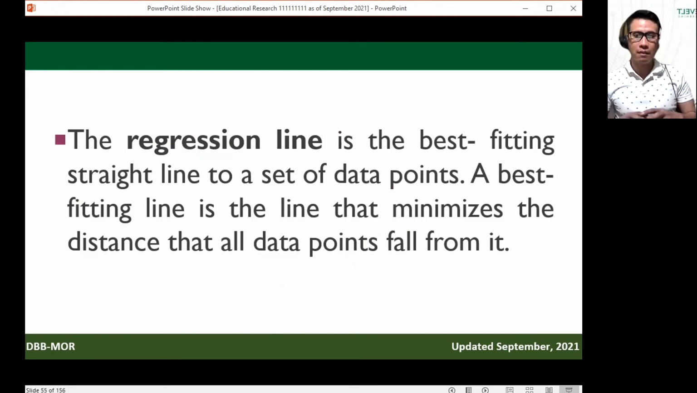So it is the best fitting straight line to set off the data points, showing that when a particular variable increases, the other variable also increases. Okay, or decrease, decrease, increase. If it decreases, it also decreases. So the regression line is the line that minimizes the distance that all data points fall from it. So you can represent it.